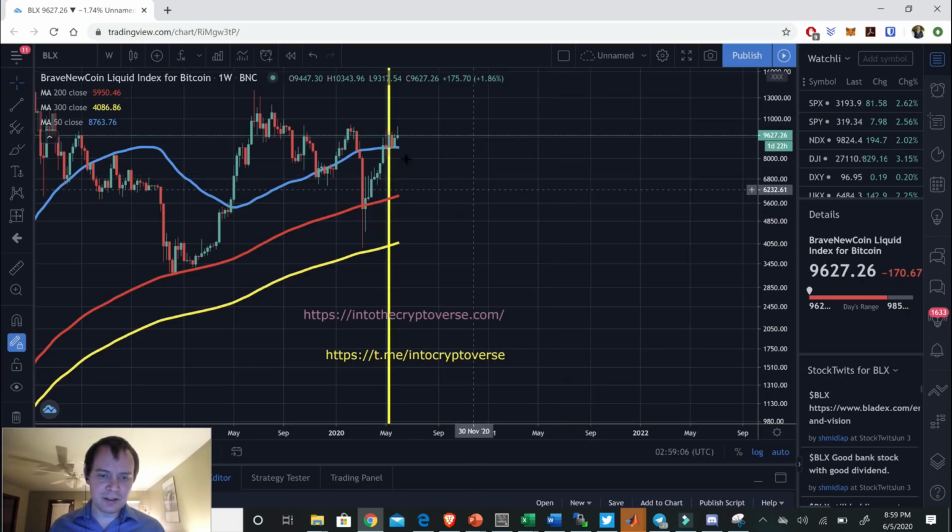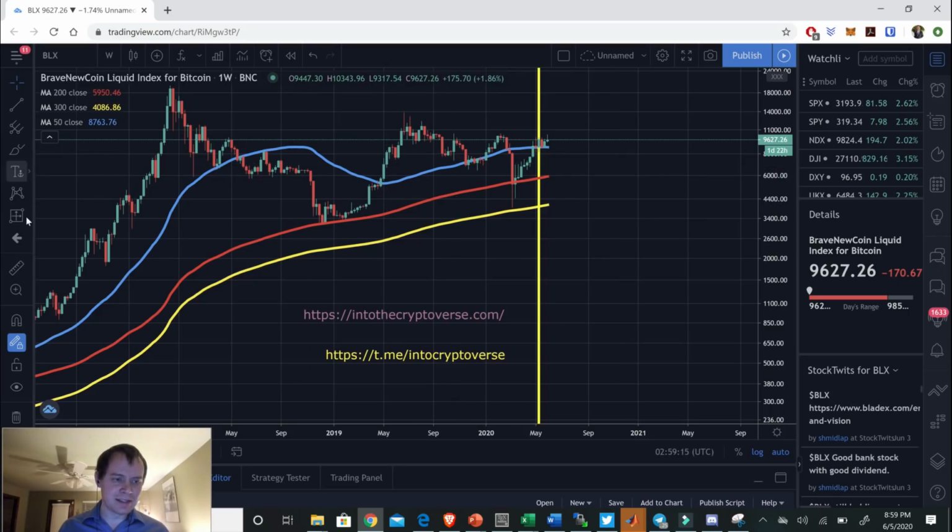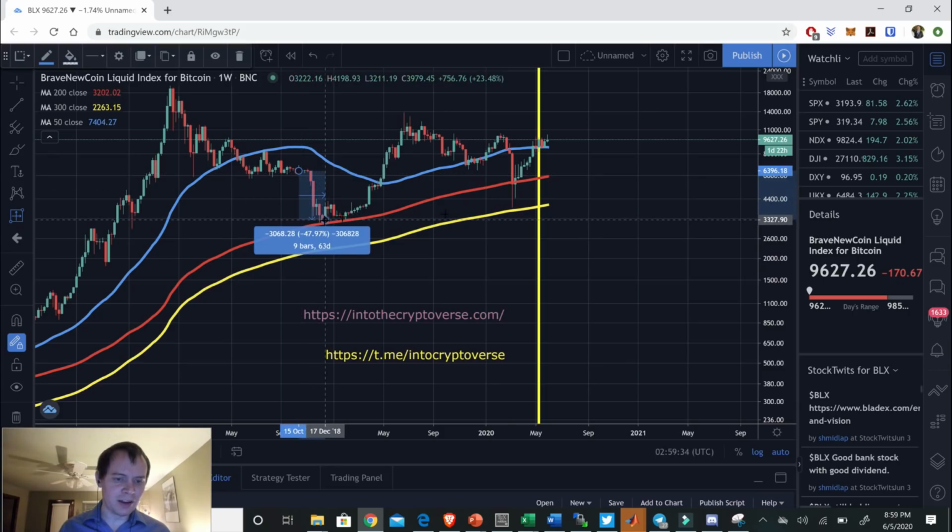So you can see, if you zoom in, it has just ever so slightly started to decrease. Well, if you take a look at what happened last time this occurred, if we take a measured move, this was essentially where the 50-week moving average started to decrease. So it was around maybe this point right here. And from that point, it wasn't long, and we dropped around 47% or so.